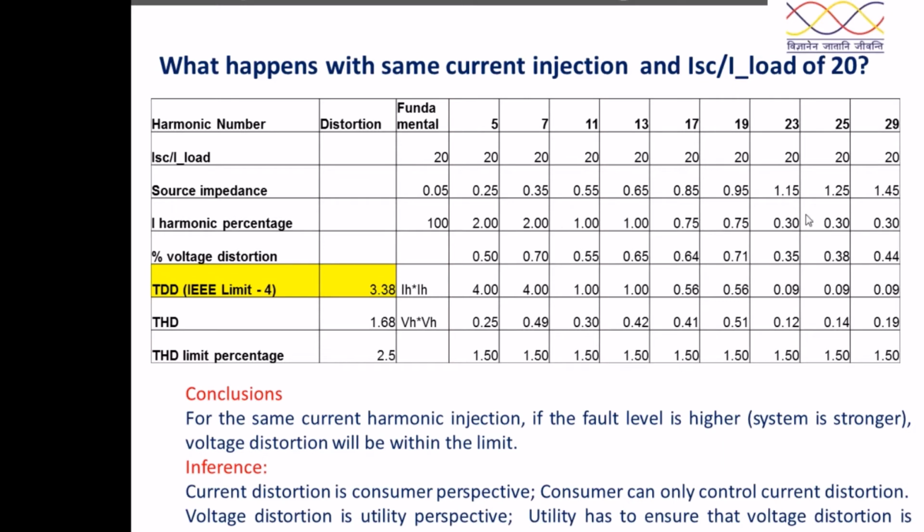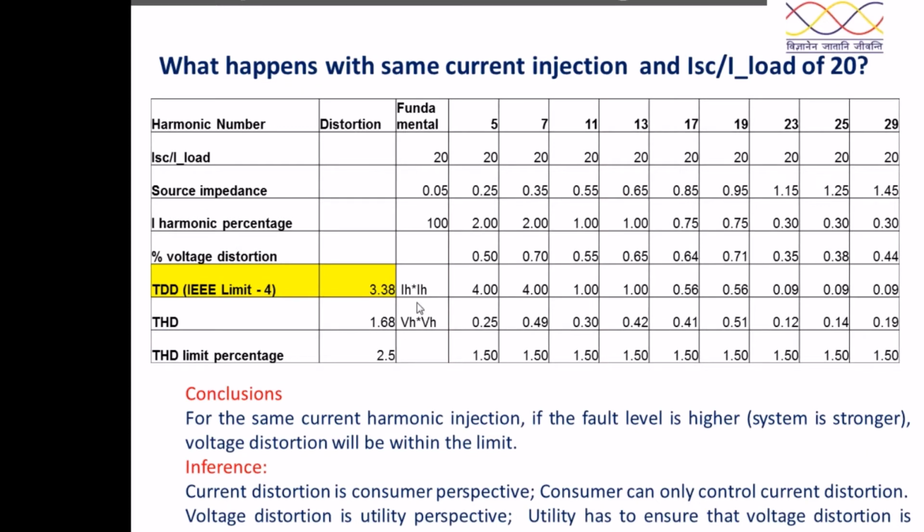The harmonic current injection is the same as for ISC by I load of 10. Therefore, the harmonic current percentage is the same; it has not changed with respect to the fundamental current. The percentage is the same. What it means is that you are connecting the harmonic load from the source which is weak to the source which is strong.